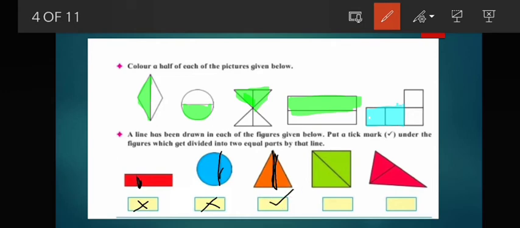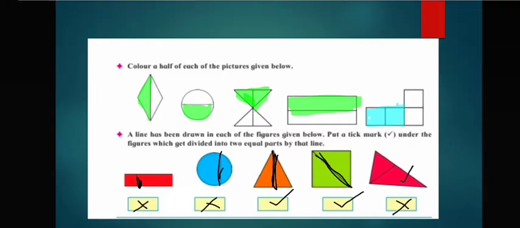So what you will do, you will put a tick mark. Then this square, yes, it is diagonally dividing the square. So yes, you can put a tick mark. Then this triangle, but this is not dividing. See, this portion is greater and this portion is smaller. It should divide the triangle into equal parts. Understood?